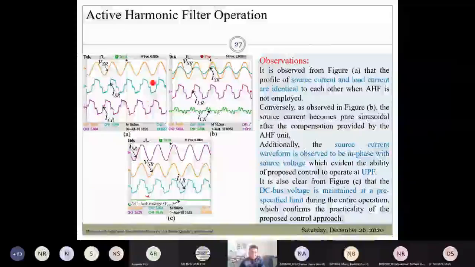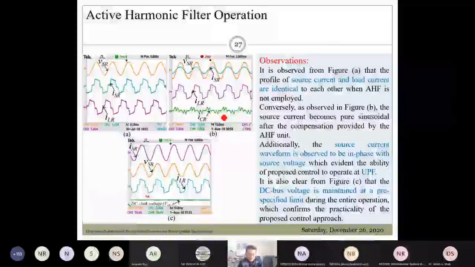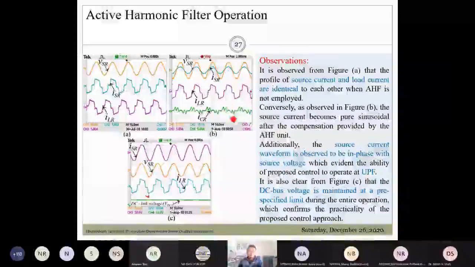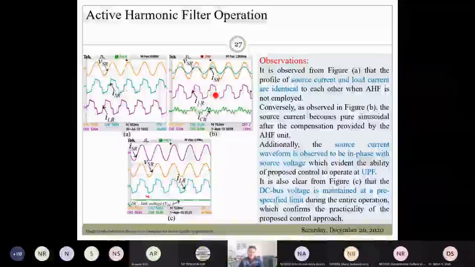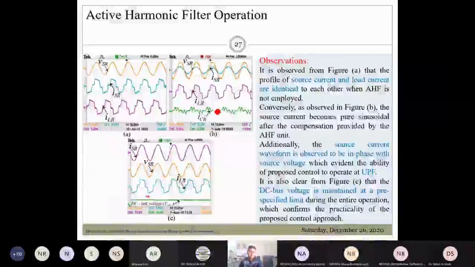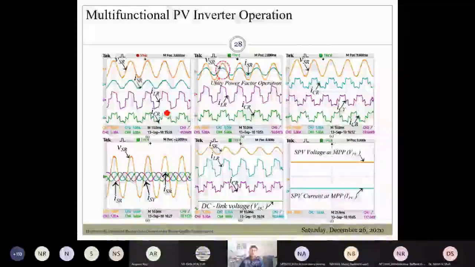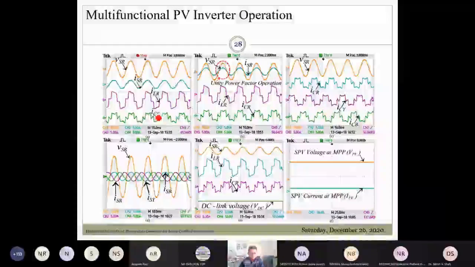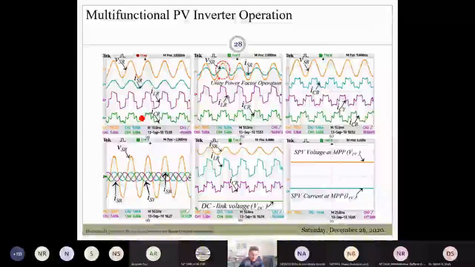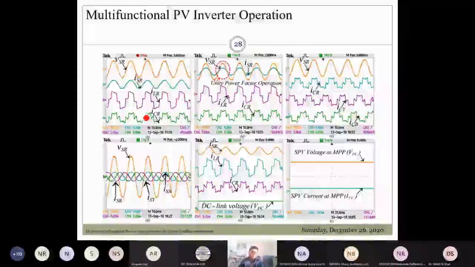So how can it be confirmed? See, in case of the active harmonic filtering operation, the active harmonic filter supplies only the harmonic component of the current, and this way the grid currents are ensured to be unconditionally balanced and sinusoidal. However, in case of this multifunctional PV inverter, it not only supplies the harmonic component of the current, but it also supplies active and reactive components of the current.